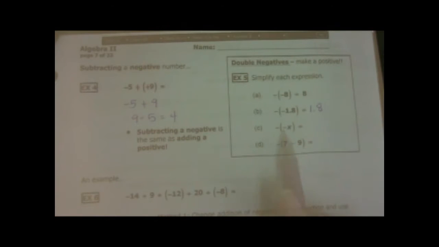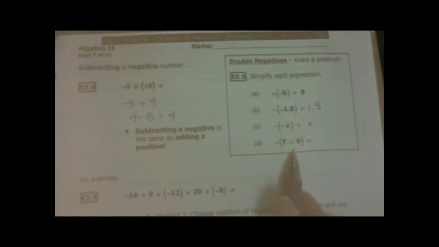If you have negative x, positive x. If you have something like this, simplify in the parentheses first. Alright? We have 7 minus 9. That's the same as 7 plus negative 9. Take the 9 minus the 7, that's 2. Bigger number is negative, so it's going to be negative 2. So this is negative 2, which is 2.